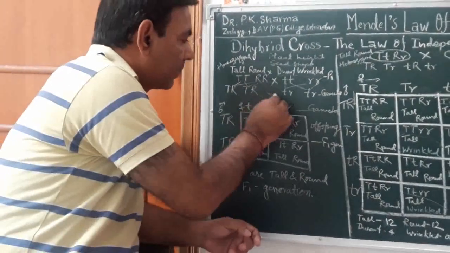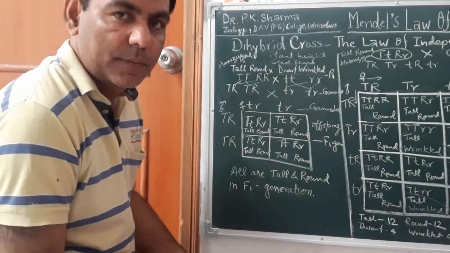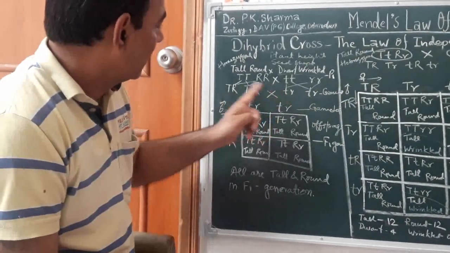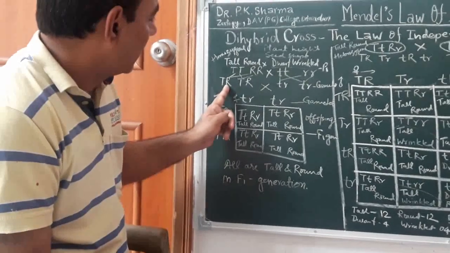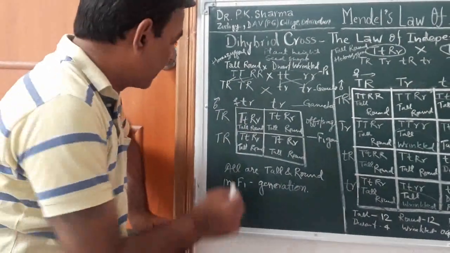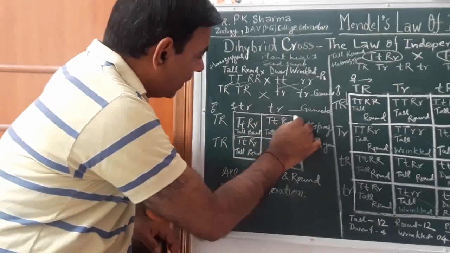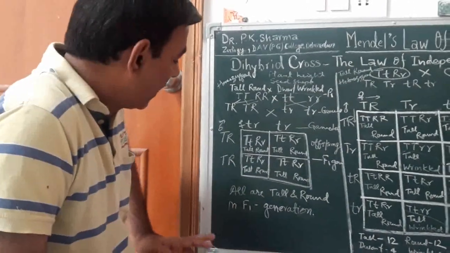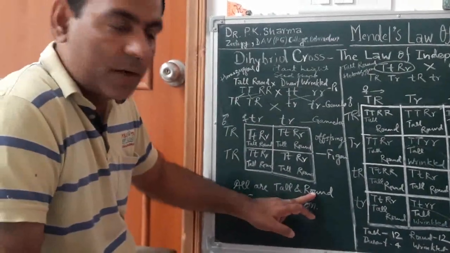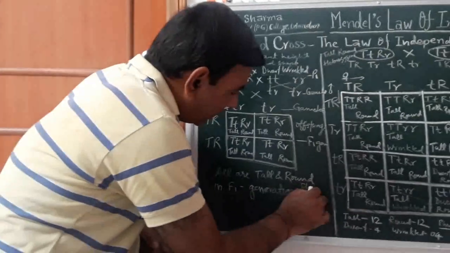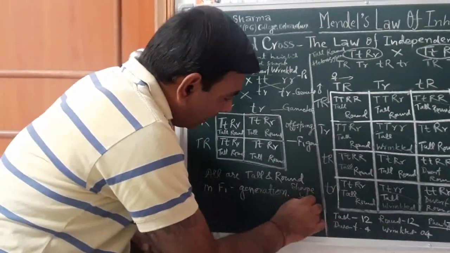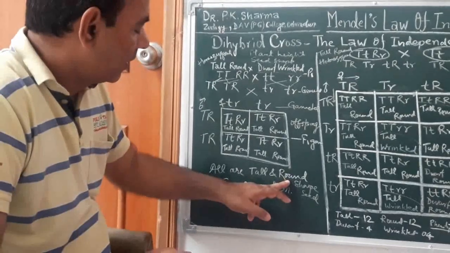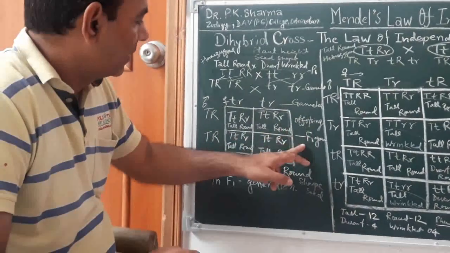When they are crossed, pollination will occur. The gametes can intermingle, capital TR with any of the gametes, and after fertilization they will form only one type of plant. All are tall and have round seeds in the F1 generation.